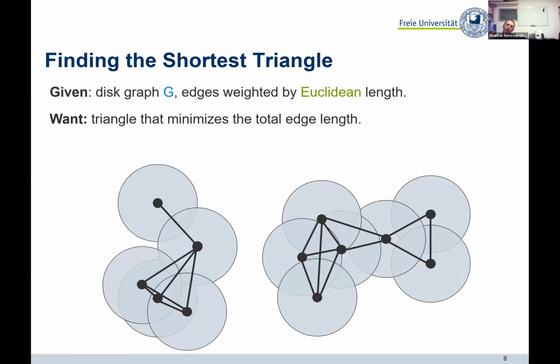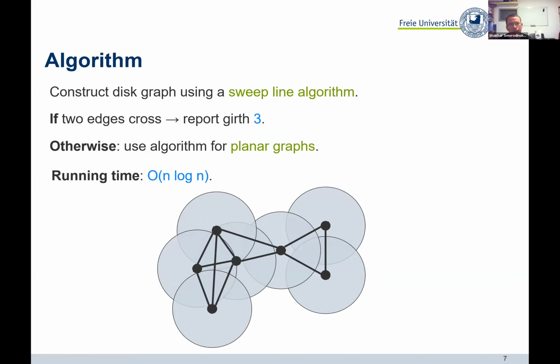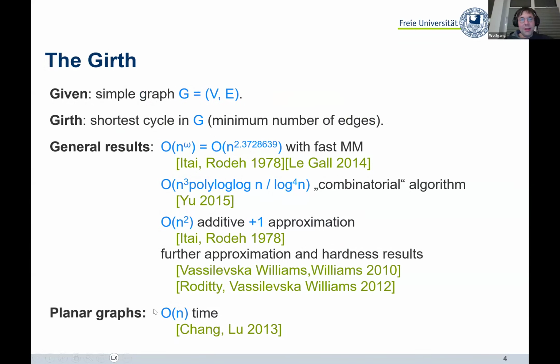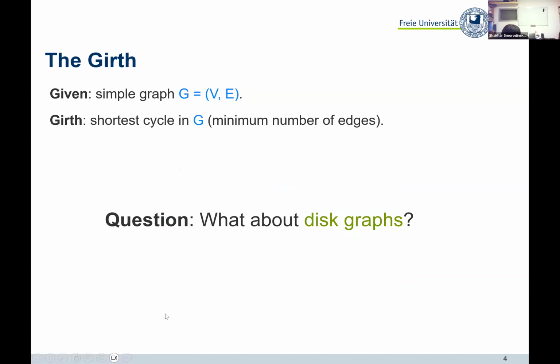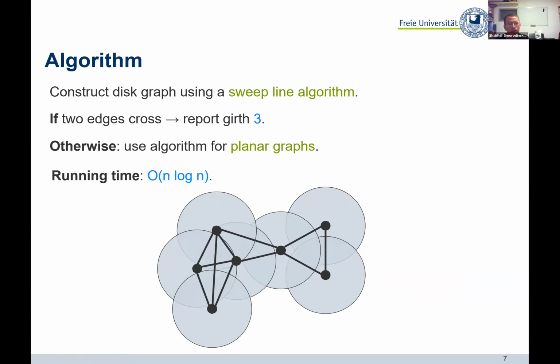Okay. When you say use the algorithm for planar graphs, you mean the algorithm for girth in planar graphs? Yes, for girth in planar graphs. I mentioned it here, the result by Chang and Lu from 2013, which uses linear time. Okay. So why do you need n log n? I don't understand. The input is not the graph, but the input is points and radii. Right, so the input says you have a set of points in the plane, and for each point an associated radius. And you're saying that at least to construct the graph you need n log n?